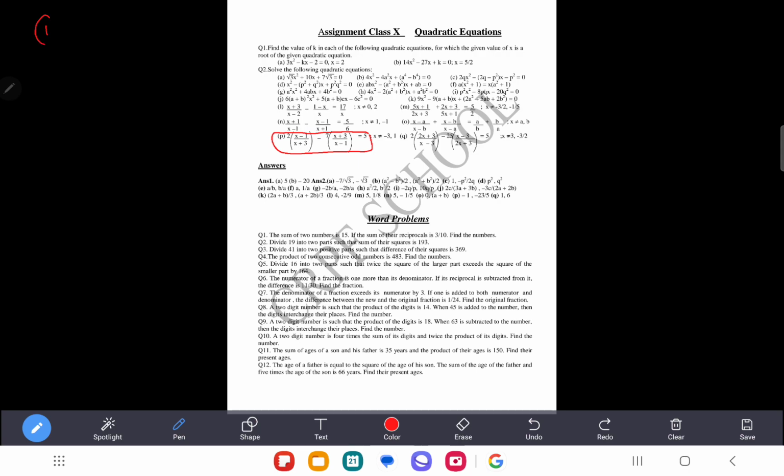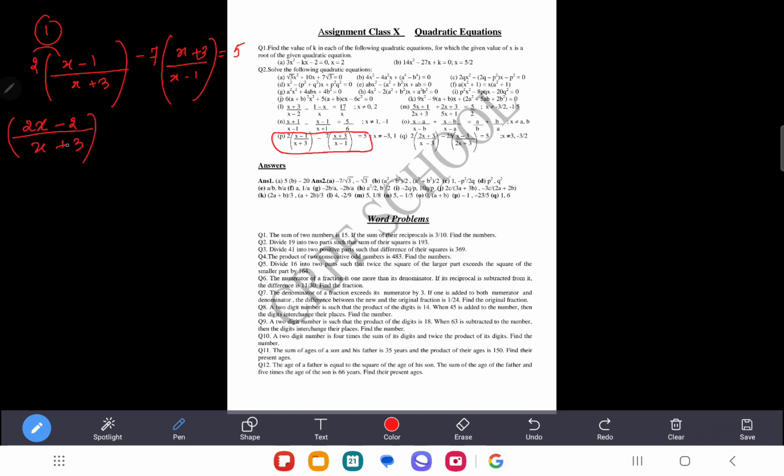It says 2 times x minus 1 over x plus 3 minus 7 times x plus 3 over x minus 1 equals to 5. This is the question. Again, it's a complicated question. I am going to multiply 2 inside first. So 2x minus 2 over x plus 3, minus 7 times x plus 21 over x minus 1 equals to 5. Yes or no?